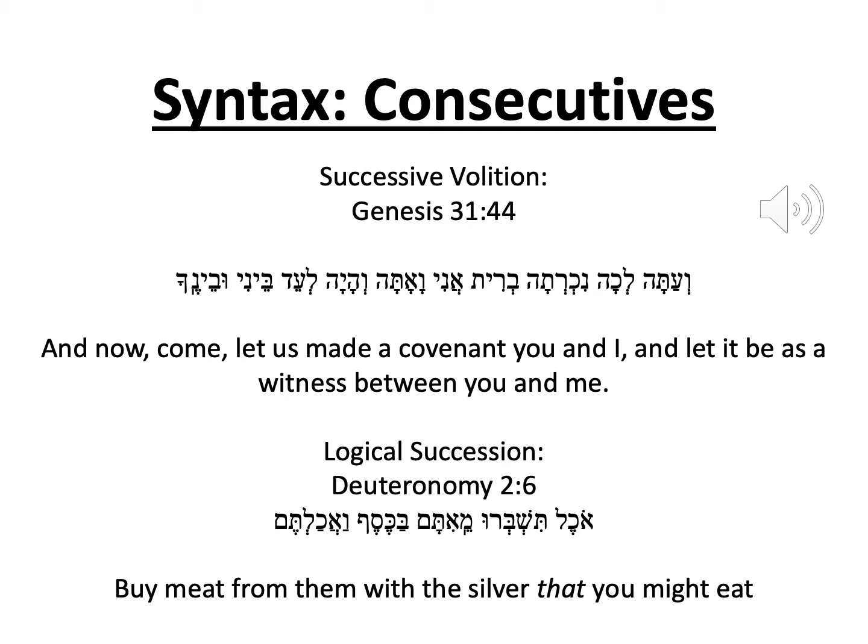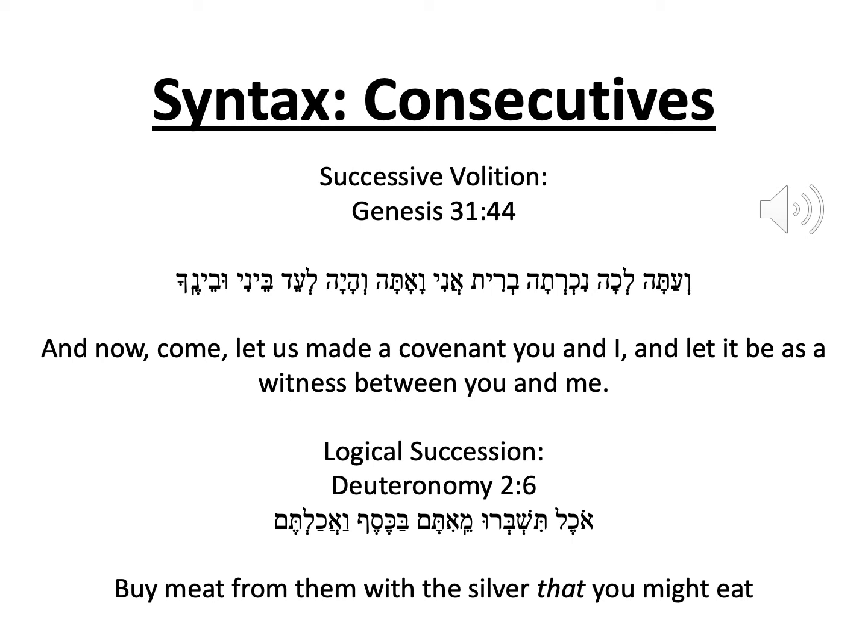So we have the vekatal form continuing the force of the cohortative, let it be, rather than just simply it will be. There's also a logical succession to the volitionals, so that here we have the tishberu, you will buy, almost a force of an imperative, buy meat from them with the silver, but then that succession in terms of logic, that you might eat, vaakaltem, indicating that once you have bought the meat with the silver, you can eat it. And so we have the vekatal form in a consecutive relationship to that original imperfect, buy meat from them.